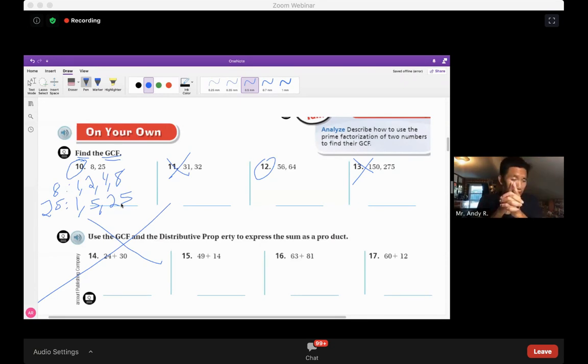Okay, everyone. I know this one is really weird because 8 and 25 are completely different numbers. One is even, the other is odd, and it seems like they don't have any common factors, but they still do. For number 10, the answer is 1. Yep, the common factor is 1.